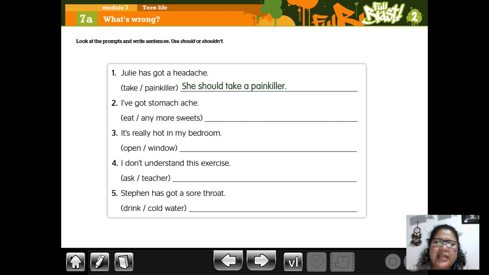If I have a stomachache, and it says, eat any more sweets, okay? Pues si tienes dolor de estómago, no hay que comer dulces, okay? So, is it a negative or an affirmative sentence, the one that we have to write down? We're going to use a negative sentence, okay? So, with eat. Recuerden que necesitamos usar el verbo principal aparte de should. En este caso va a ser eat.